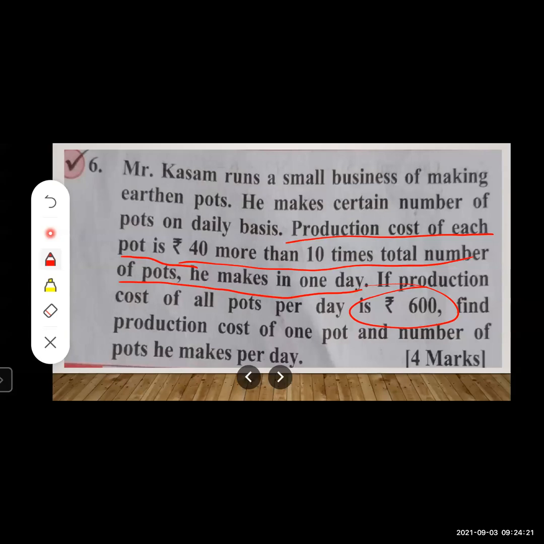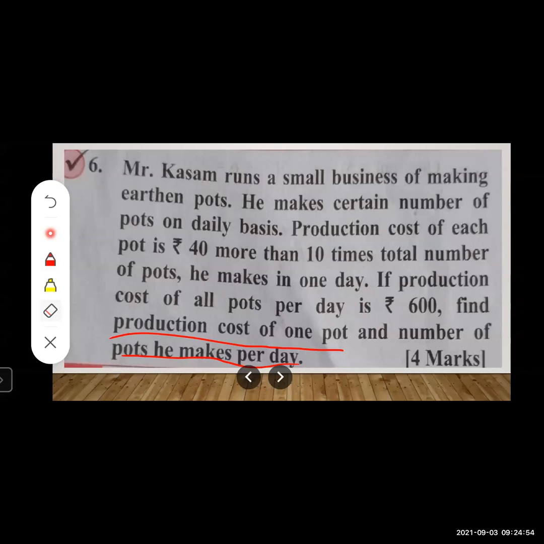So what is necessary in this sum? You should read this sum very carefully. Everything is given in the sum itself. You only have to read this sum carefully again and again till you understand. So what is the last line? Find the production cost of one pot and the number of pots he makes per day. What would you actually find out? Production cost of one pot and number of pots he makes per day.